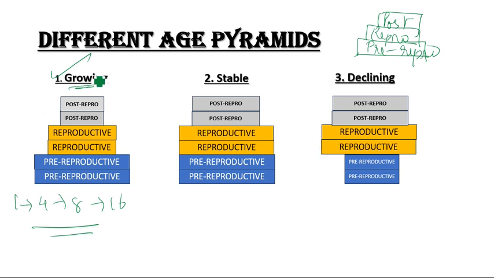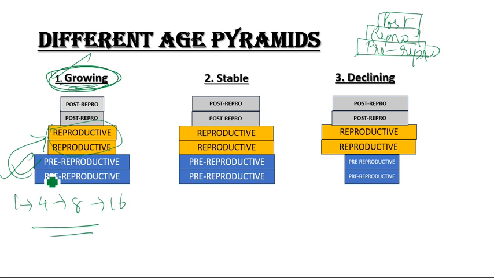Okay, now in case of a growing age pyramid, the pre-reproductive age group is much larger than the reproductive age group. So what will happen in the future when these pre-reproductive individuals reach the reproductive stage? There will be growth in the population. That's why this kind of age pyramid is known as a growing age pyramid or triangular age pyramid.